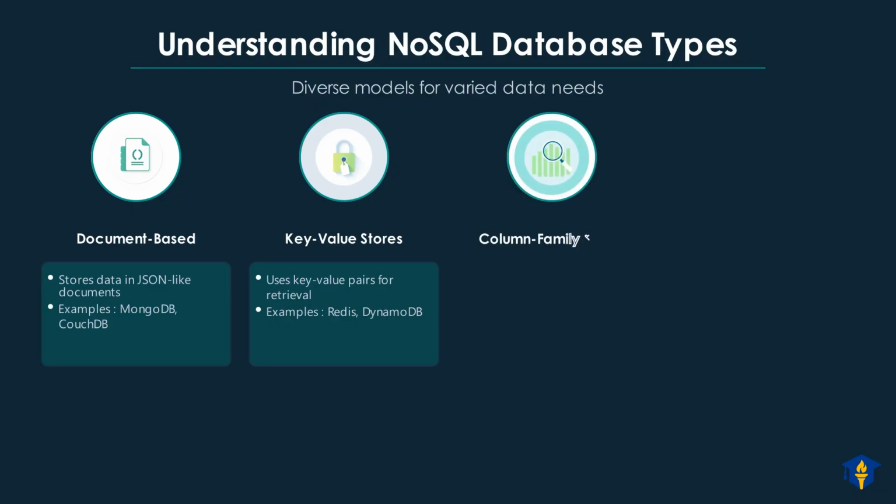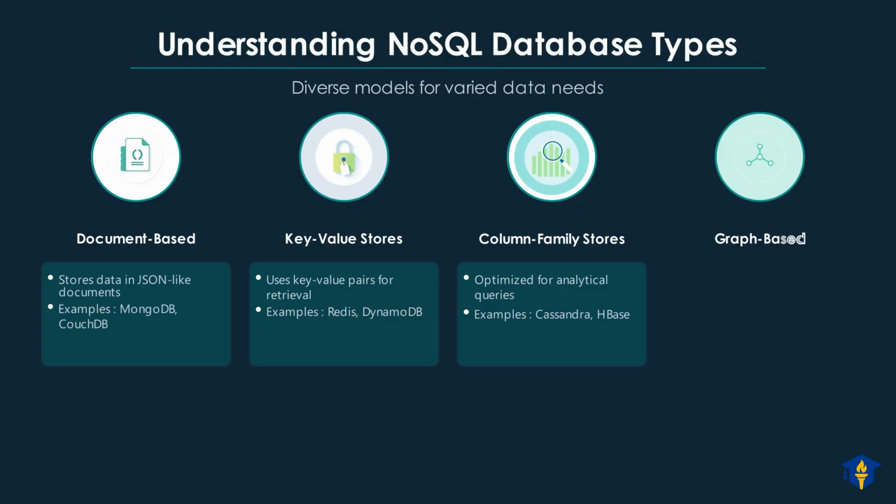Then, column family stores are optimized specifically for analytical queries and handling large data sets effectively. They store data in columns, making it efficient to retrieve specific data attributes across many rows. Cassandra and HBase are prominent examples of column family stores used in big data applications.